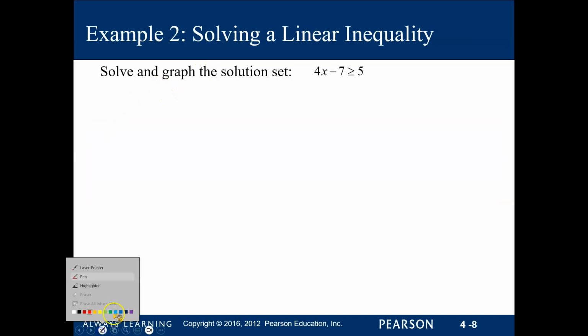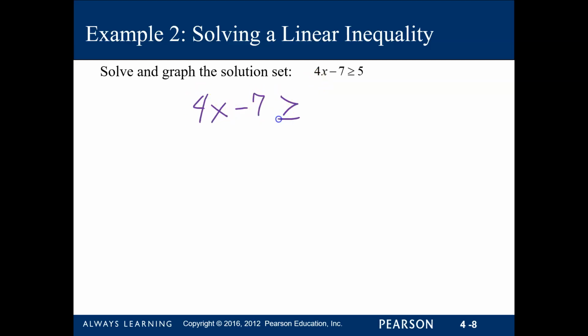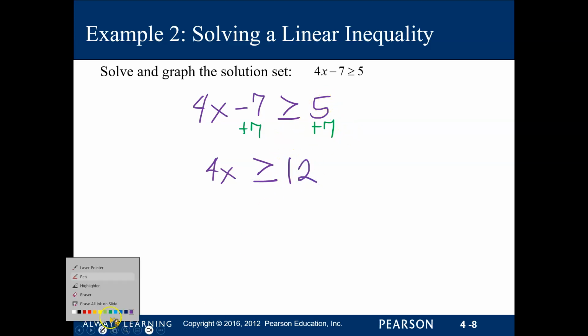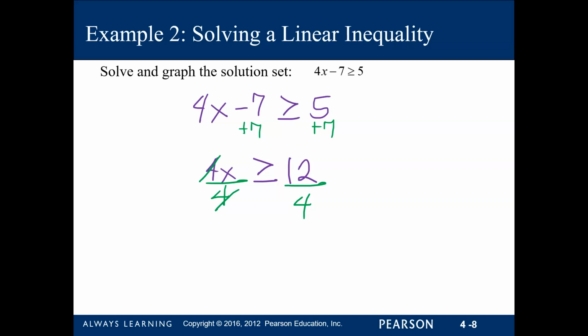So let's have this example. We have 4x minus 7 is greater than or equal to 5. Again, our goal is to isolate our variable, but first we need to remove the minus 7. So we add 7 on both sides. Now we have 4x, is greater than or equal to 5 plus 7, which is 12. And then we want x to be by itself, so we divide by 4. And so our answer here will be x is greater than or equal to 12 divided by 4, which is 3.